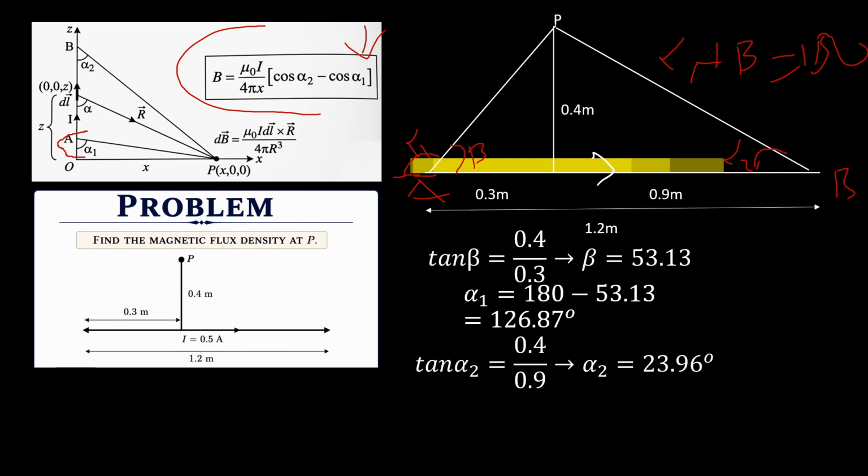So tan theta 2, which is this now, because we have a right angle triangle here like this. So this is 0.9 and this is 0.4. So if we look for alpha 2 here, tan of alpha 2 is going to give us 0.4 over 0.9. So alpha 2 should be 23.9.